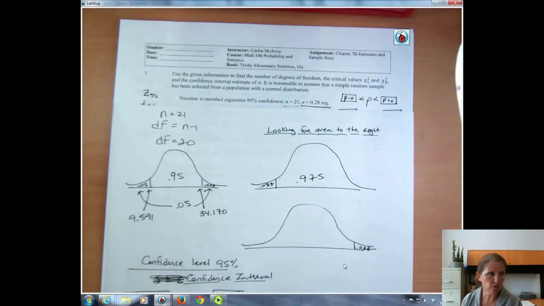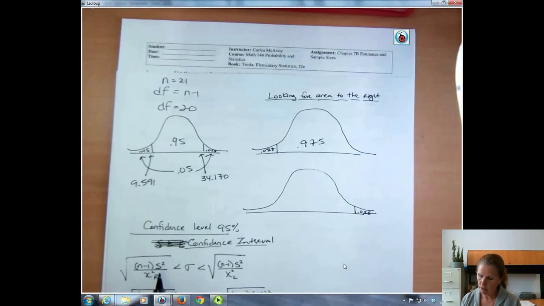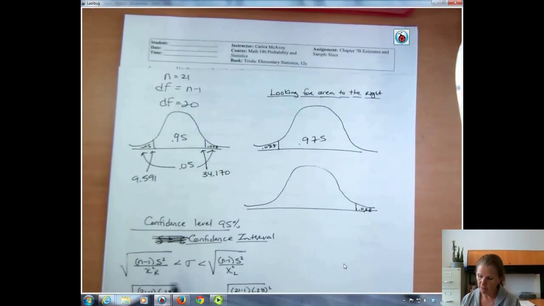I'm going to use this formula right here. That is n minus 1 times s squared over chi-squared right, and then the same thing over chi-squared left. Why would I put the right one on the left and the left one on the right? Well, when I do an interval like this, my smaller value should be on the left. And if I divide by a bigger number, I'm going to get a smaller answer. So that's why we put that over there. It gives us our smaller level, and that gives us our higher level. So we want to switch those.